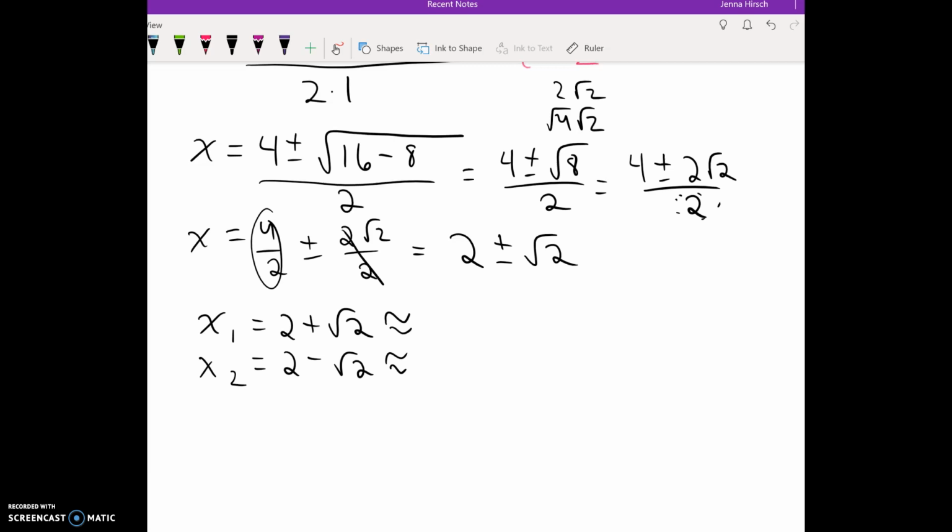Now, in terms of a decimal approximation, we're just going to type this into our calculator. I'm going to type in 2 plus the square root of 2. Rounded to 3 decimal places, I get 3.414. So our first solution is approximately equal to 3.414. And our second solution for 2 minus the square root of 2, rounded again to 3 decimal places, is 0.586. So here are two exact solutions. I'm going to underline them in pink. And here are two decimal approximations for this equation.